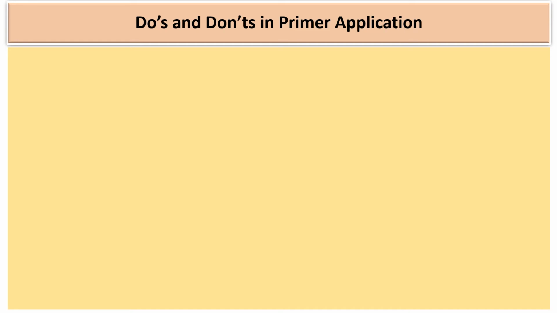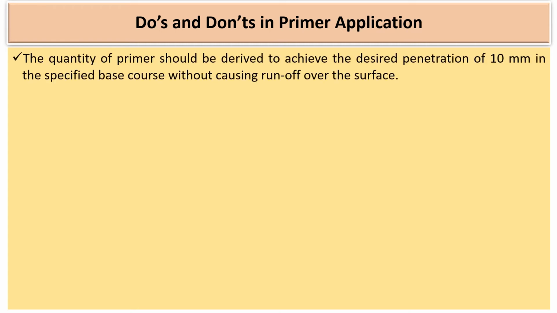Do's and don'ts in primer application. Here I am discussing some of the points in do's and don'ts in primer application. Before application of a particular bituminous solution for priming, the actual quantity of the solution should be derived for the desired penetration of 10 mm into the specific base course without causing any type of runoff over the surface.